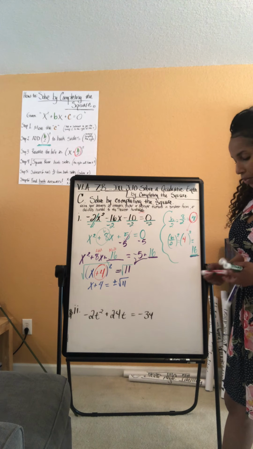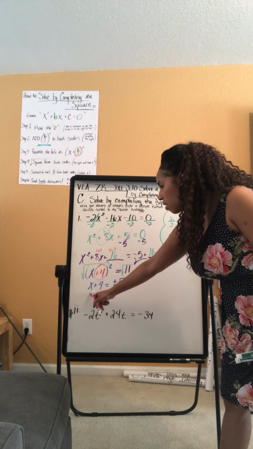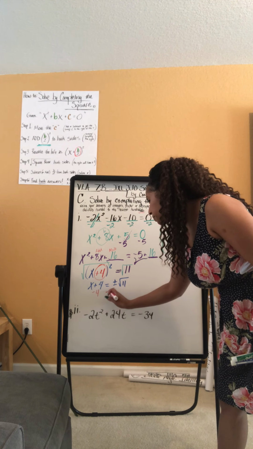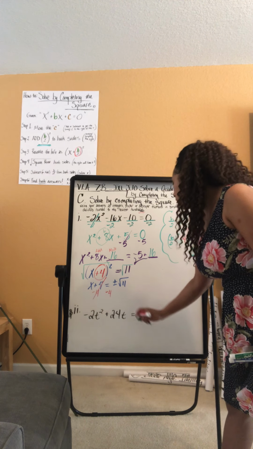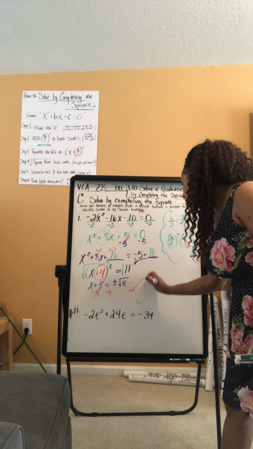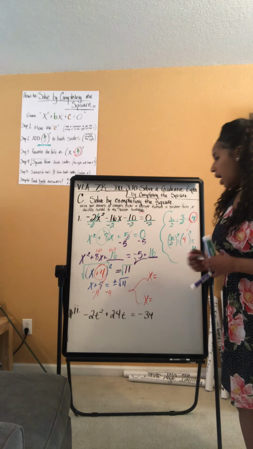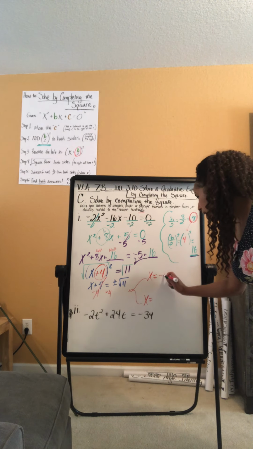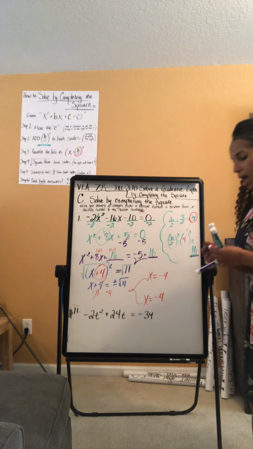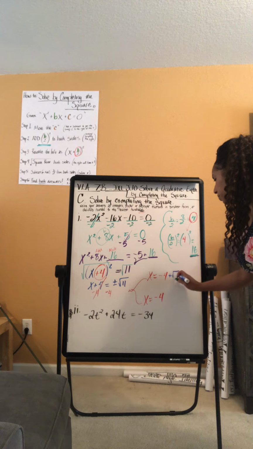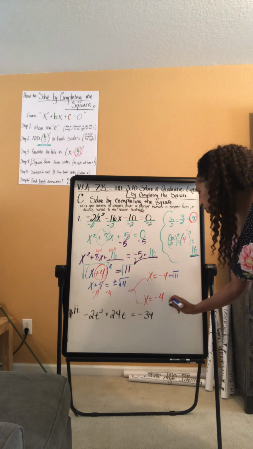My last step would be to get x all alone. I need to get rid of this plus 4, so I will do that by subtracting 4. And I have two answers. I always have two answers, because the x is to the second power, so there are two answers. I have my x, I have my negative 4, and I have the case with a plus the square root of 11, and I have the case with a minus the square root of 11.